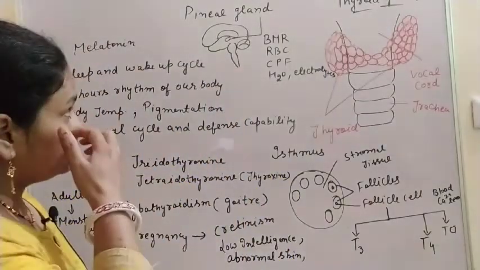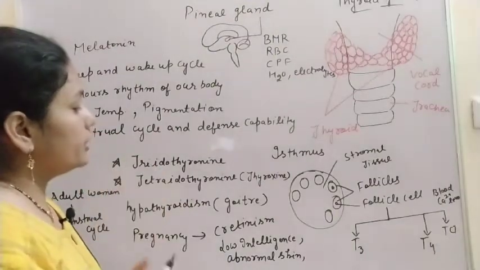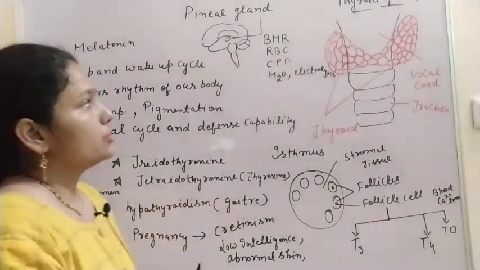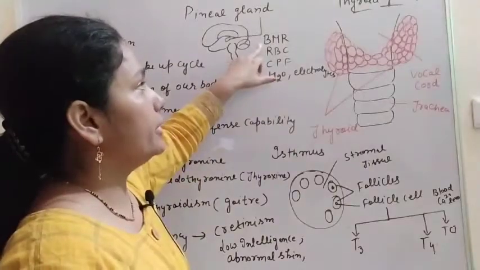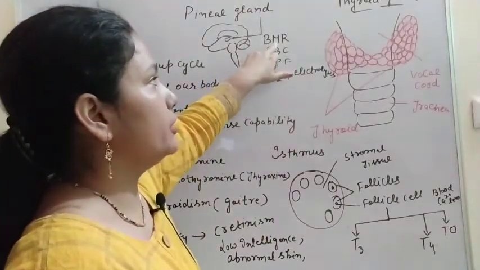After that, what are the physiological effects of these hormones? First is to regulate the basal metabolic rate.